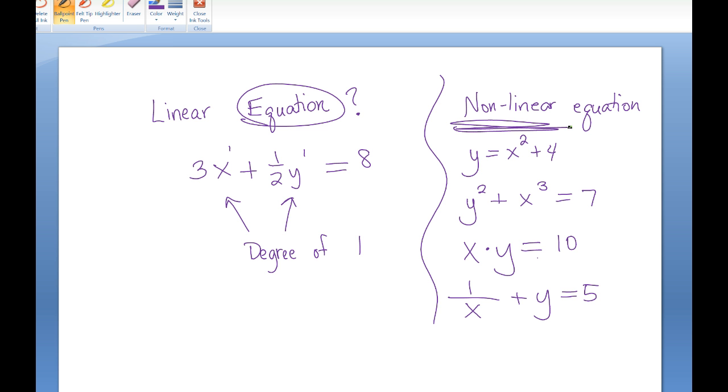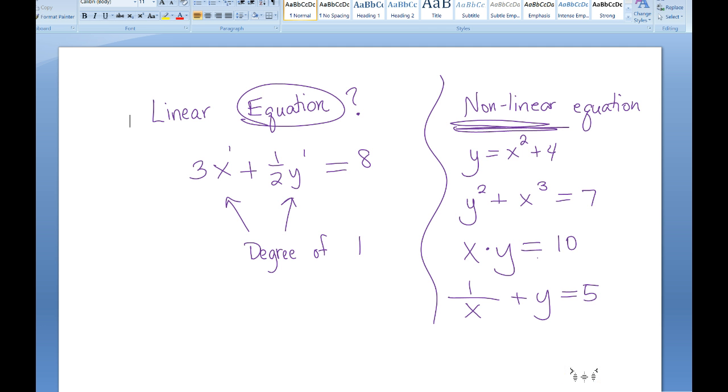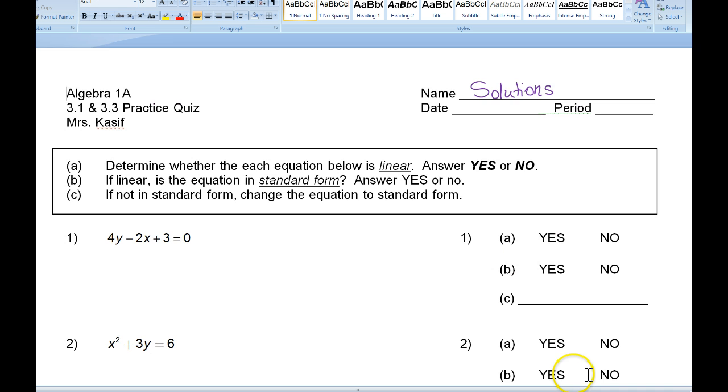So what I would do on the practice quiz here, and actually we'll do that with. I'll post it on Haiku. Great. You have a page that's for screencast.